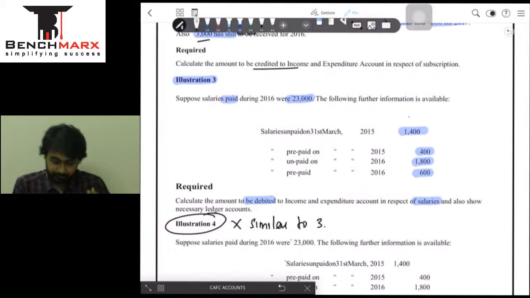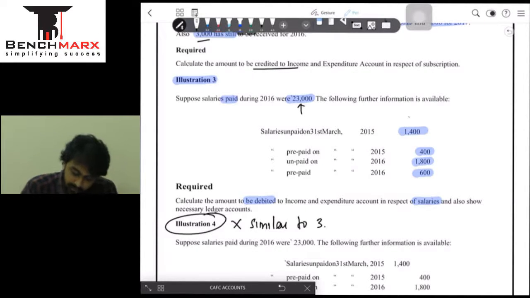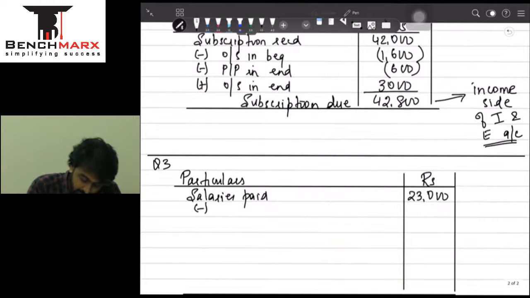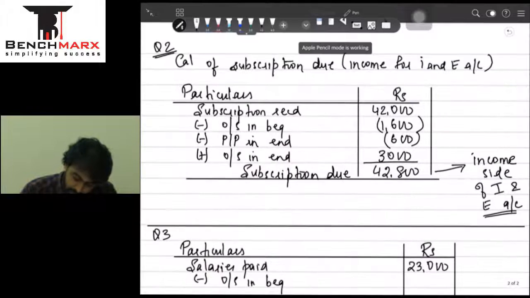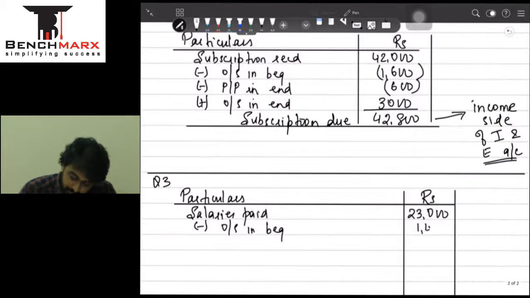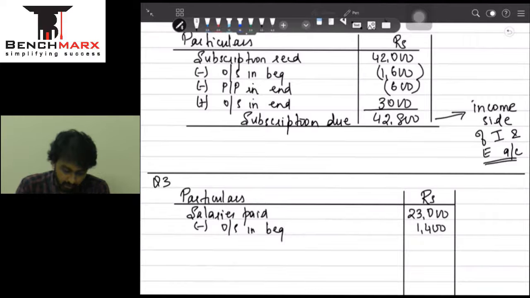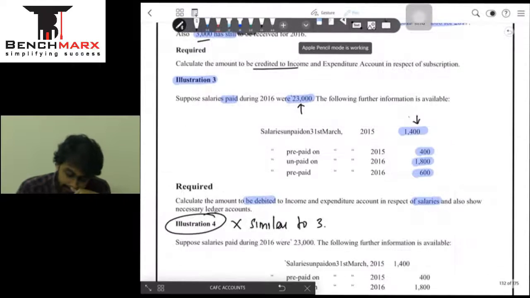Matlab mere payments mein, that is 23,000 ke andar, this amount of 1400 would be a part and this pertains to previous year. So it is not current year's expense. So I will subtract this as less outstanding in the beginning. Amount was 1400. This has been paid. That means ye 23,000 ka ek part hai. But this pertains to previous year because this was outstanding in the previous year. So it is not a part of my expense in current year. So I will subtract it. Theek hai, ye apna ho gaya.